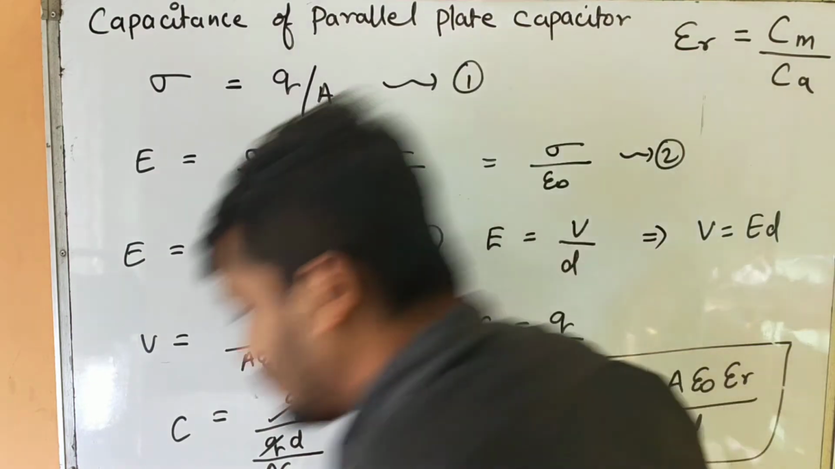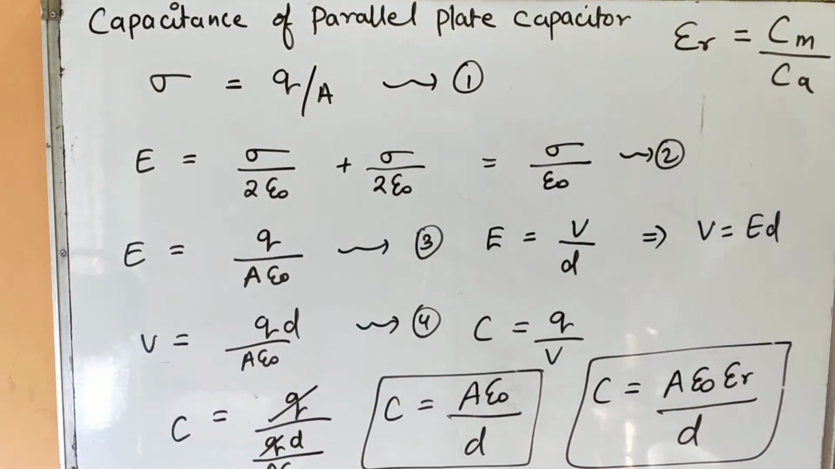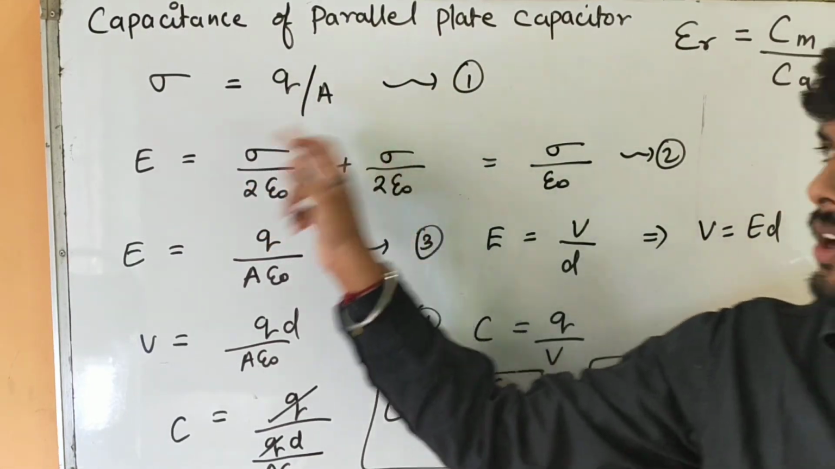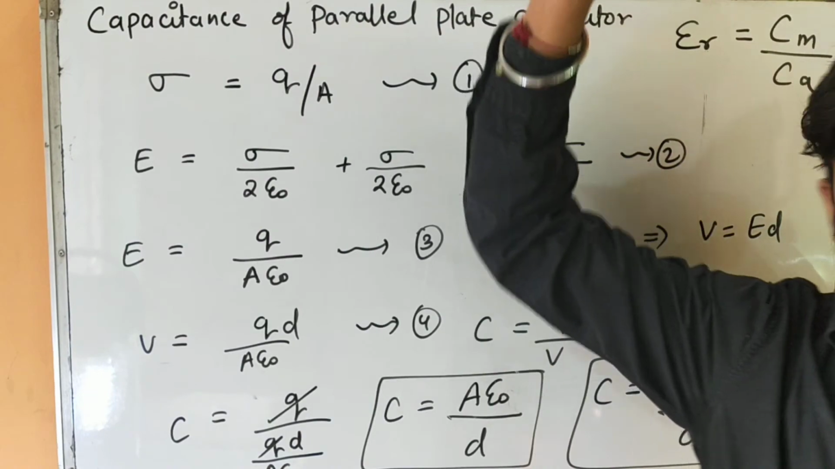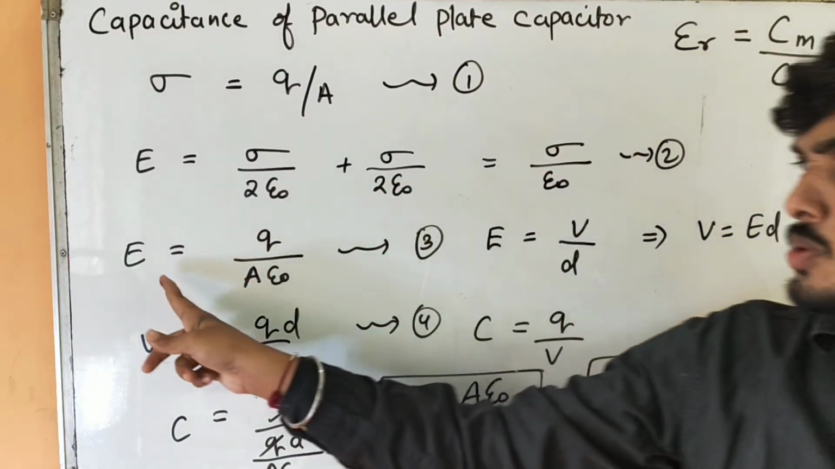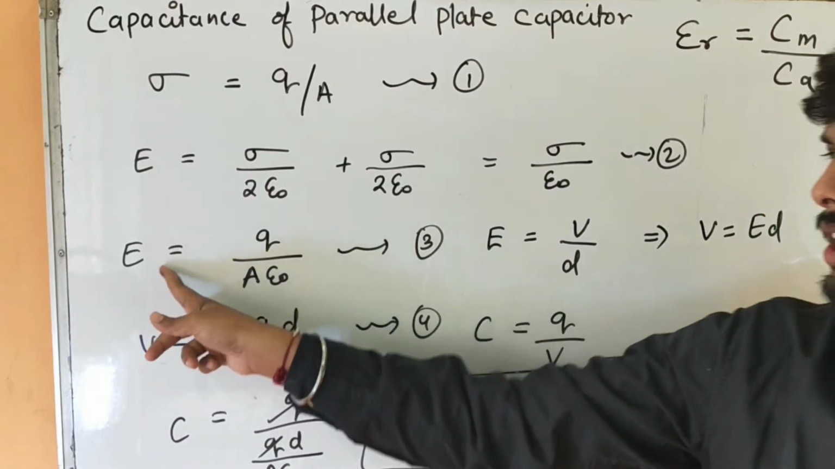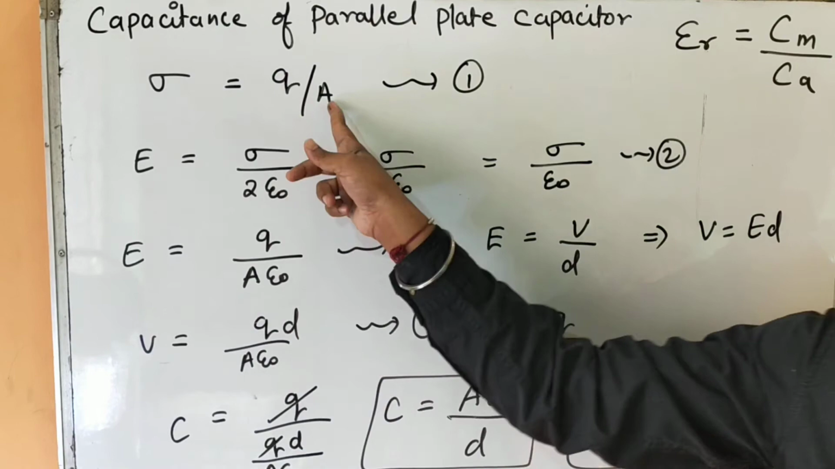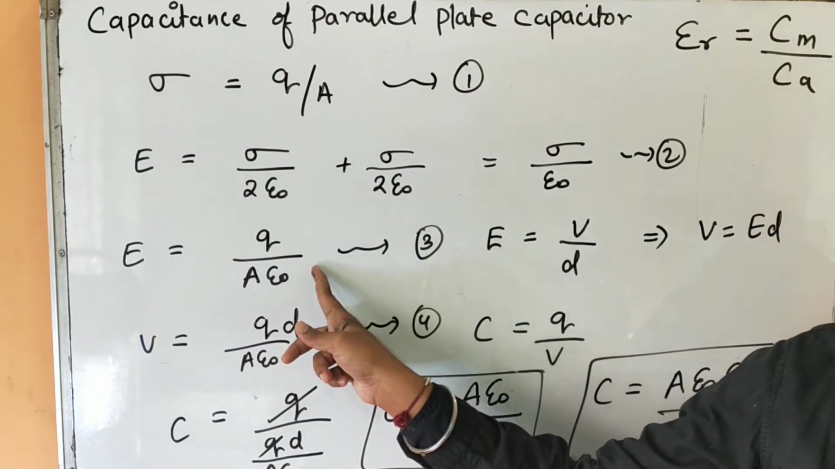So here I can conclude. Just look at this derivation once again. Is it easy? Have you understood this? I have considered surface charge density Q by A, and the electric field intensity from Gauss law. Since we had two plates, we have just added them, so I got this expression. Then I substituted the value of E, which I got as Q by A epsilon naught, instead of sigma.